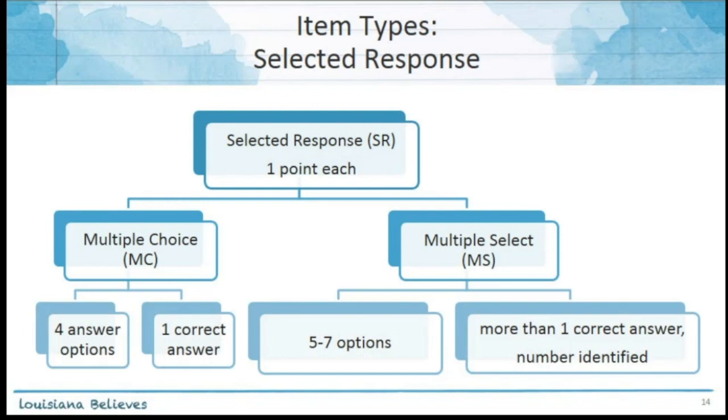Now, if it is a multiple select that is not part of a dependent item, and I'll talk about that in a minute, we will always tell the student how many answers they should select. In other words, the question will say, select the 2 correct answers or select the 3. That will happen, but there is going to be an instance where they will not be given the number to choose, and we'll talk about that as we go through these item types.